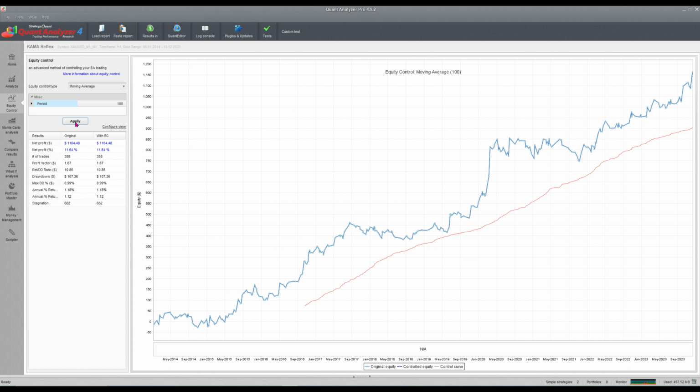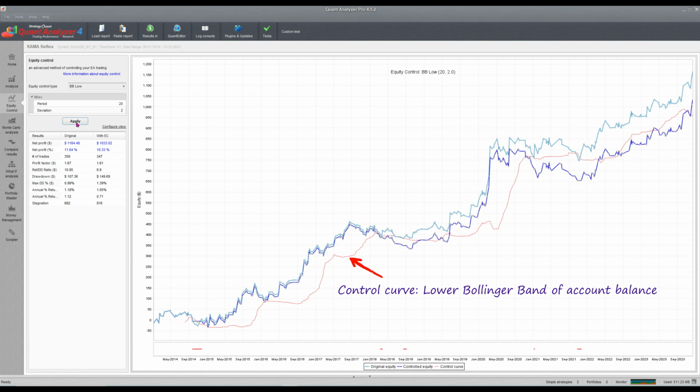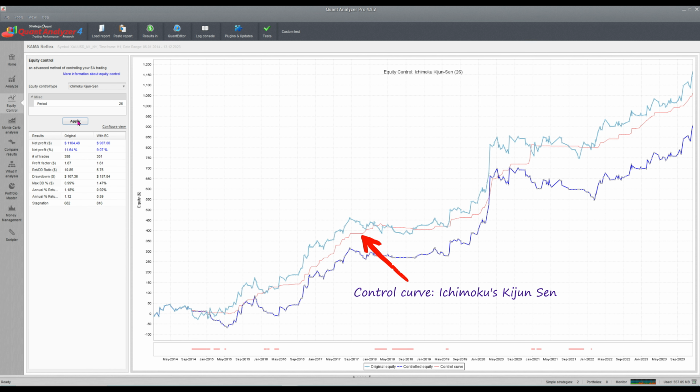Of course, a moving average crossover isn't the only way to do equity curve trading. Quant Analyzer offers other such methods using the Bollinger Bands and the Ichimoku. You can also write your own code in Java.